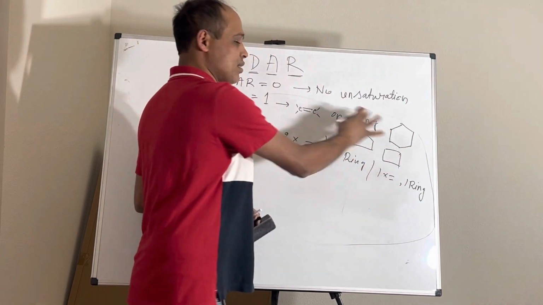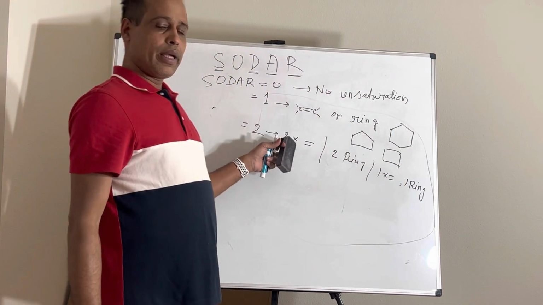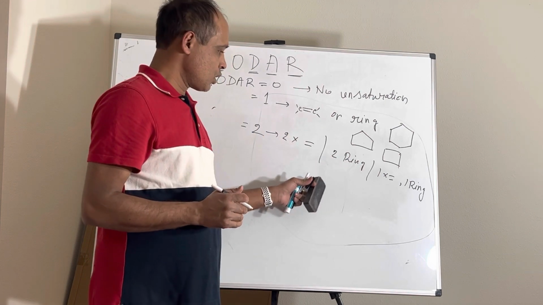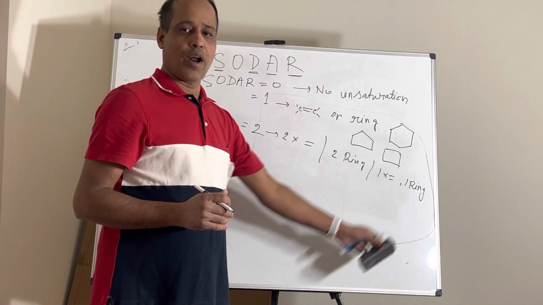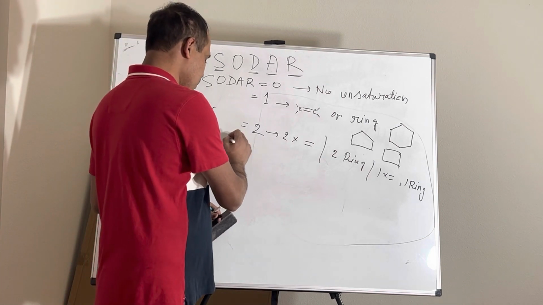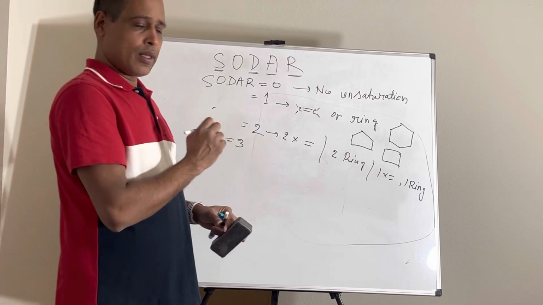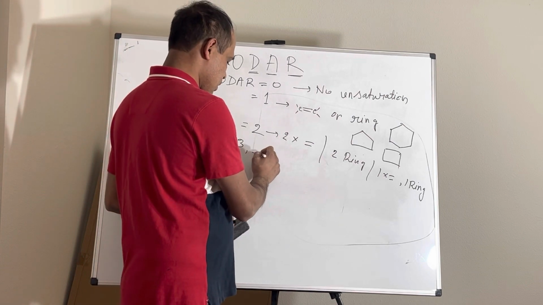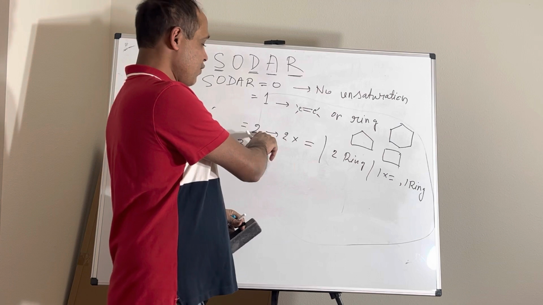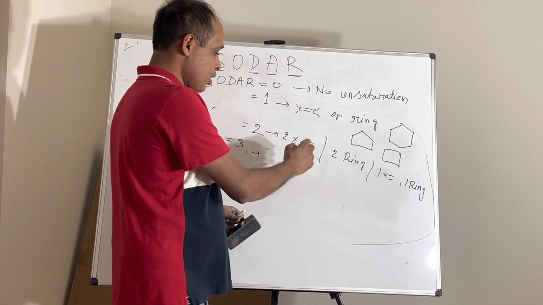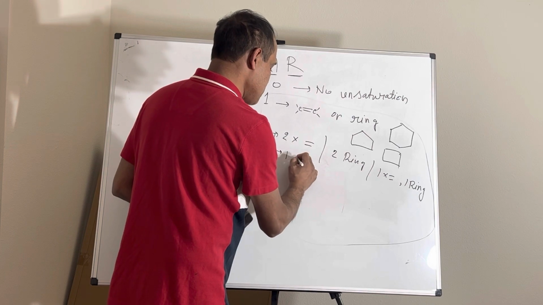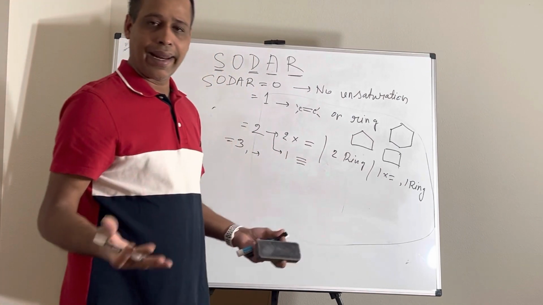1 ring means this kind of ring. So either 2 double bonds or 2 rings, or 1 double bond and 1 ring. Okay, if you have SODAR 3, then you can say, oh, there is another thing. If you have SODAR number 2, then you can also consider 1 triple bond, like an alkyne.